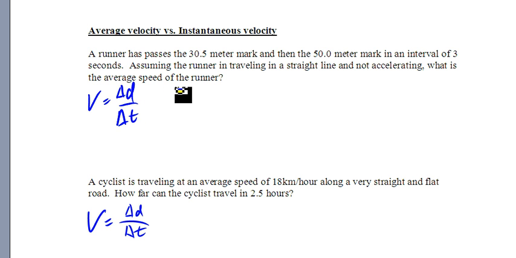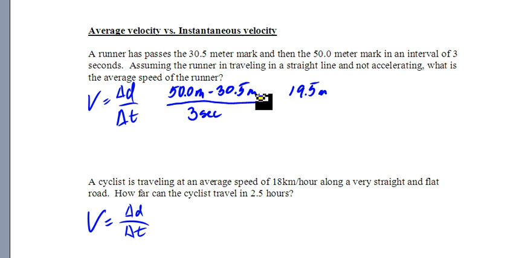We can break it down. The change in distance we'll figure out by subtracting 50 meters and 30.5 meters, and we're given the change in time as 3 seconds. So when we do that, we get 19.5 meters as the change between 30.5 and 50, and that time interval is still 3 seconds, and when you divide the two, you get 6.5 meters per second.